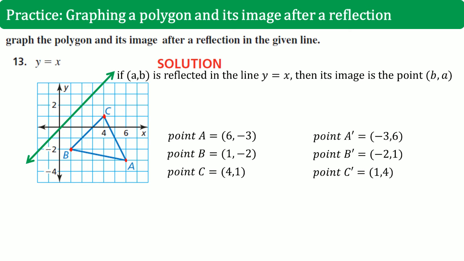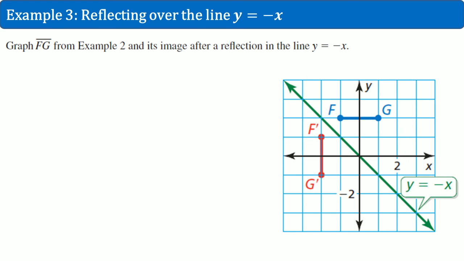Let's see if it makes sense. This is the equation for y equals x. And this is the new point. Let's see if that made sense. A was up here, which is A prime at 3 comma 6. B prime is negative 2 comma 1. That is correct. And C prime is at 1 right here, comma 4. 1, 2, 3, 4. Perfect. That's how we know we did it correctly.